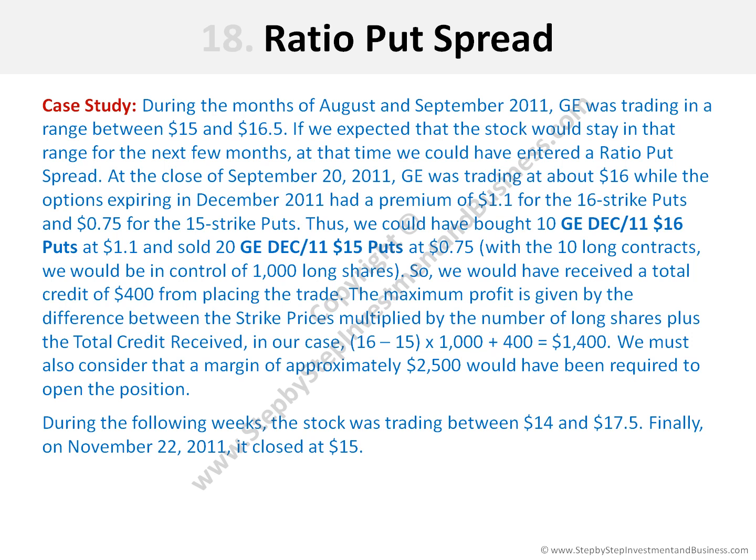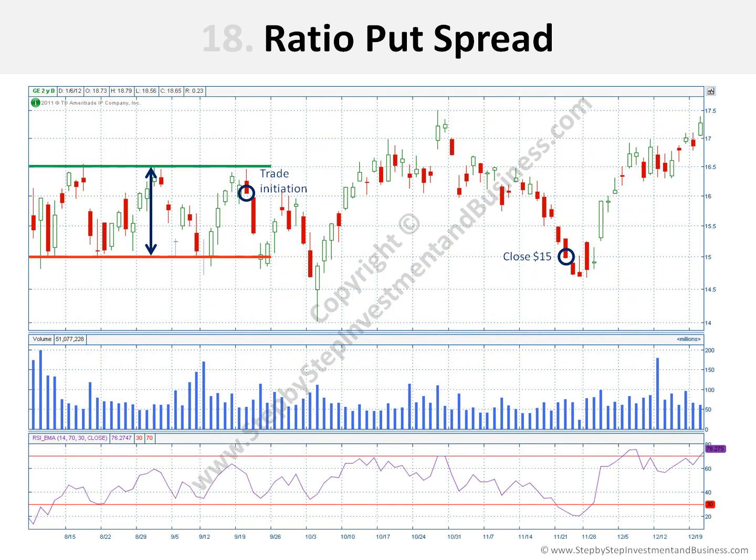We must also consider that a margin of approximately $2,500 would have been required to open the position. During the following weeks, the stock was trading between $14 and $17.5. Finally, on November 22, 2011, it closed at $15. That can be seen here. We initiated the trade on September 20, and it closed at $15 on November 22.